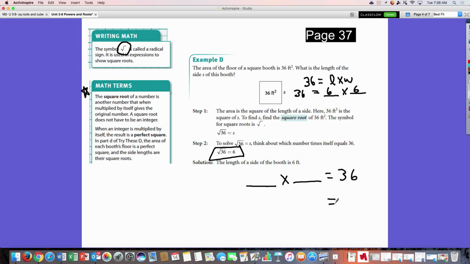What if I said, here's a tricky one, what if I said it was 64? What number times itself equals 64? I know, I can't trick you. 8.